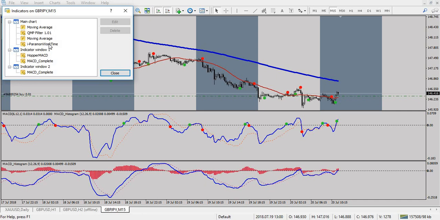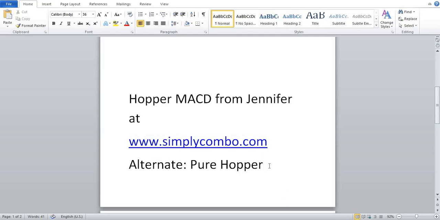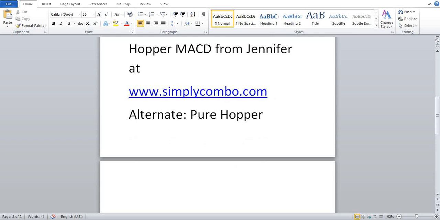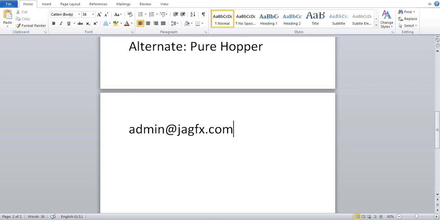Or if you don't have it, you can get it on my Facebook group. Or if you're not a member of that, just send me an email at admin@jagfx.com and request the indicator which puts arrows in the chart. Just request it and I'll get it to you.